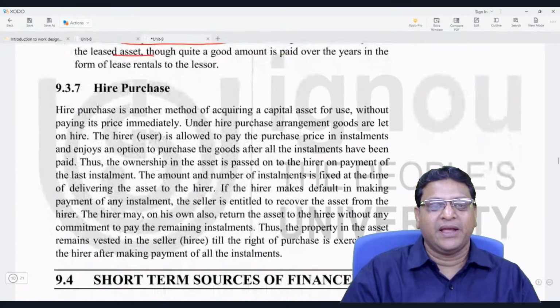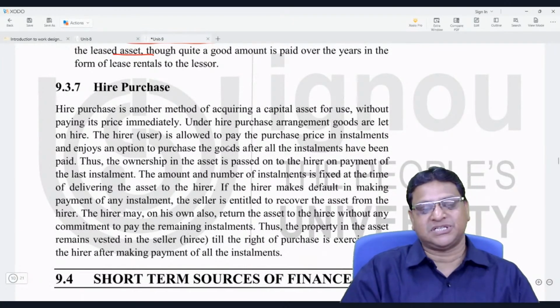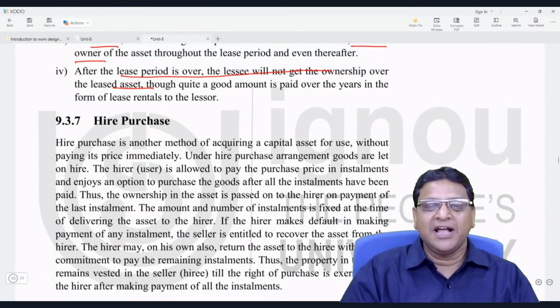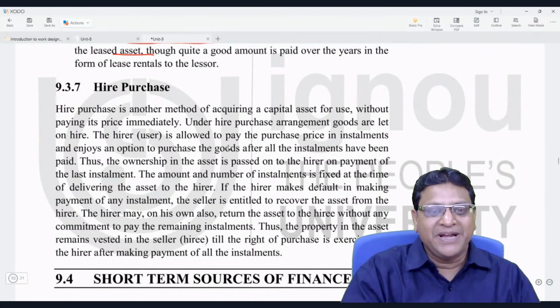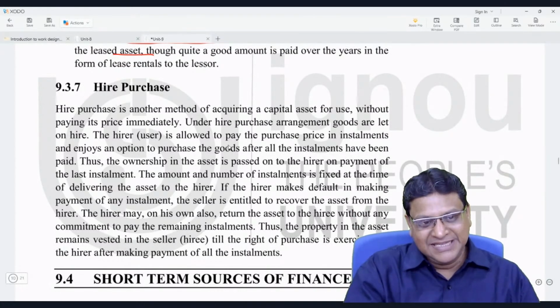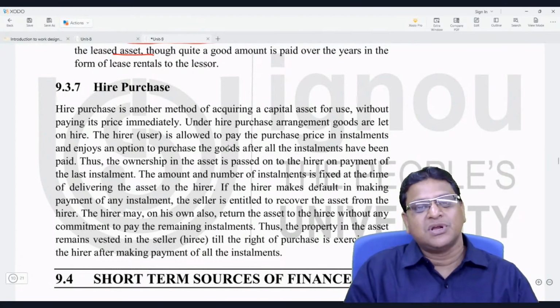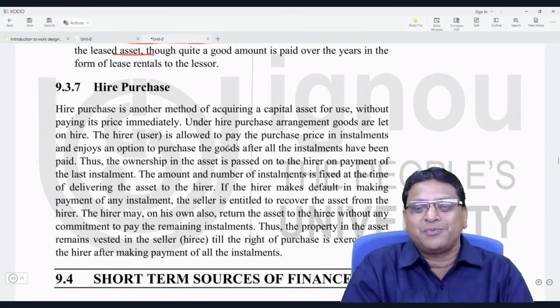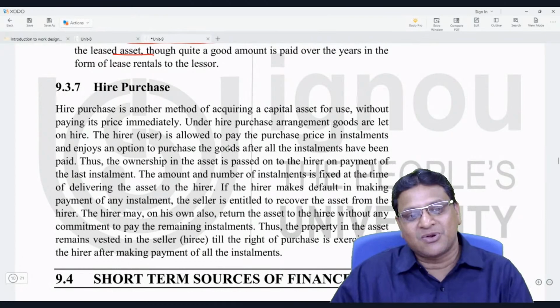Next, another way of getting long-term finance is hire purchase. What is hire purchase? In case of hire purchase, you acquire an asset but pay for it in installments. So in this case, you acquire an asset of 100 crores, but you have to pay a down payment of 20 crores. The rest, 80 crores, you have to pay in installments.